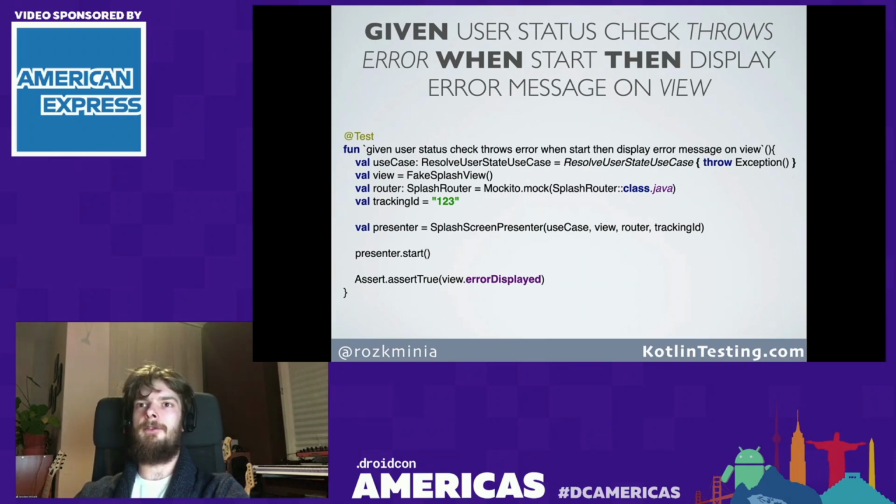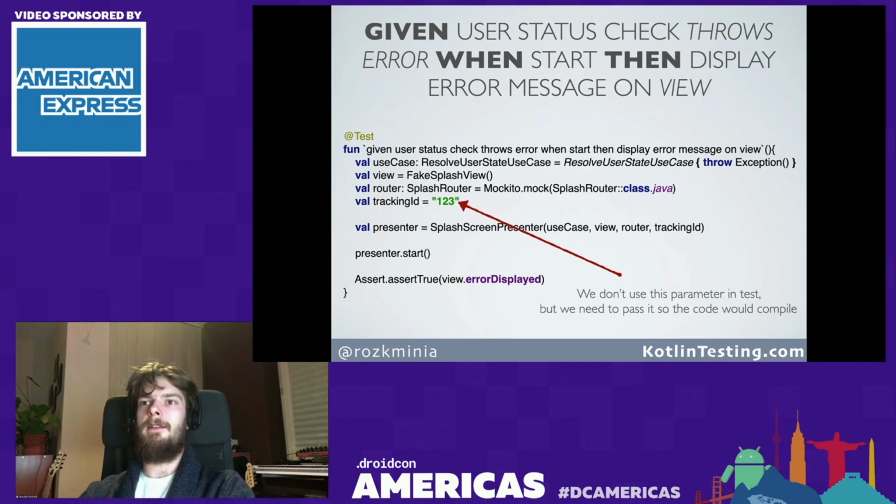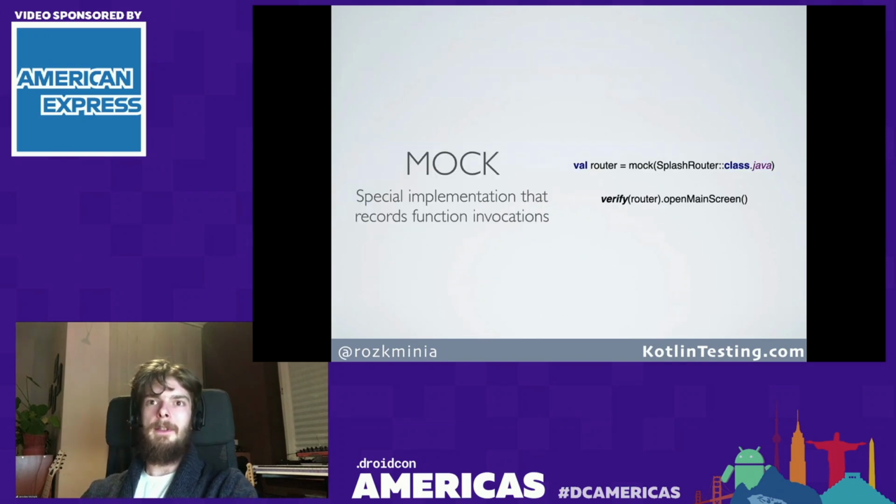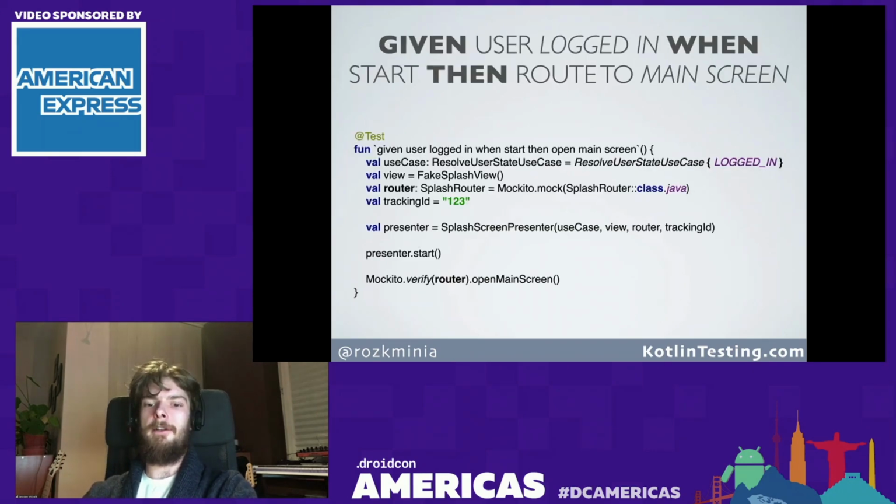So, given user status checks throws some exception when we are starting this presenter, then we assert that error was displayed. And here you can see this dummy value. We don't use it, but we have to pass it. Okay, so we have mock verify defined here with Mockito, and we have other test case using Mockito verify.